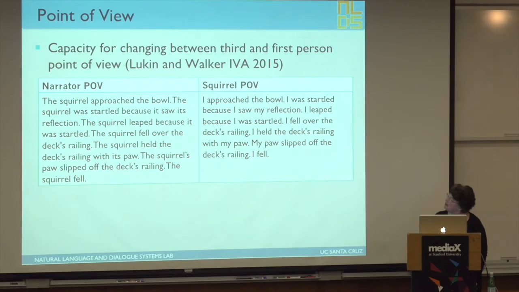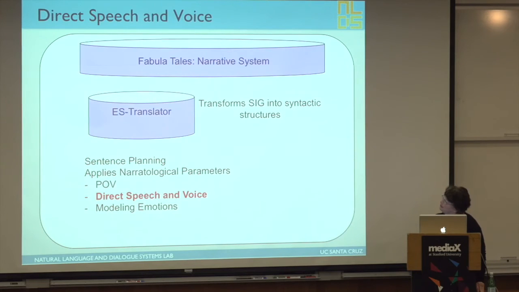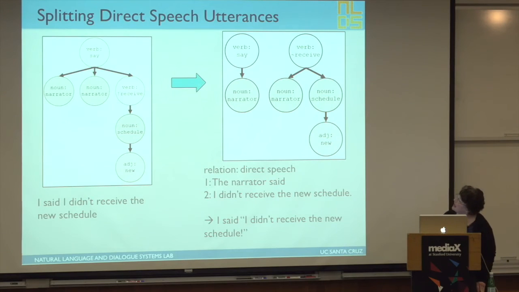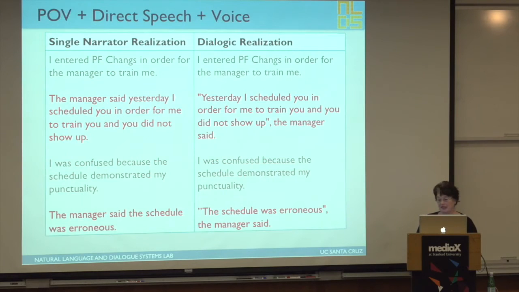We also talked already about point of view. We can tell a whole story from the squirrel's point of view. And we can also do the direct speech. So like I said, we have these different voices that we can do. We take this deep underlying representation and we split it into these two subtrees, where this one's the one that's going to be realized as direct speech. And then we can apply a different model of style to that embedded direct speech so that we can get different character voices.